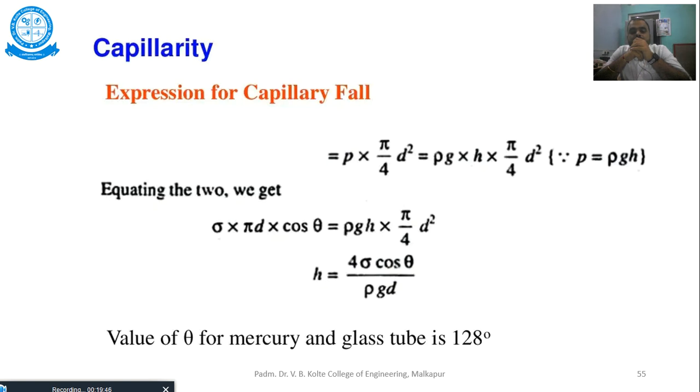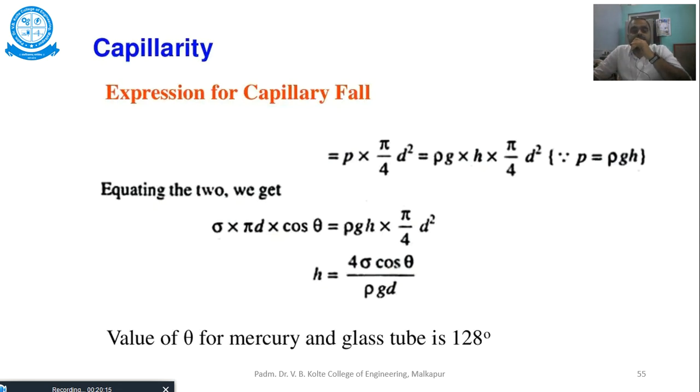Again, h will be the height of depression, sigma will be the surface tension force, theta will be the angle of contact between the tube and the fluid, rho will be the density of mercury, g is the acceleration due to gravity, and d is the diameter of the tube. But here the value of theta for mercury and the glass tube is 128 degrees. It is a constant one. If it is not available in the numerical, we have to assume it as 128 degrees. Is it right?